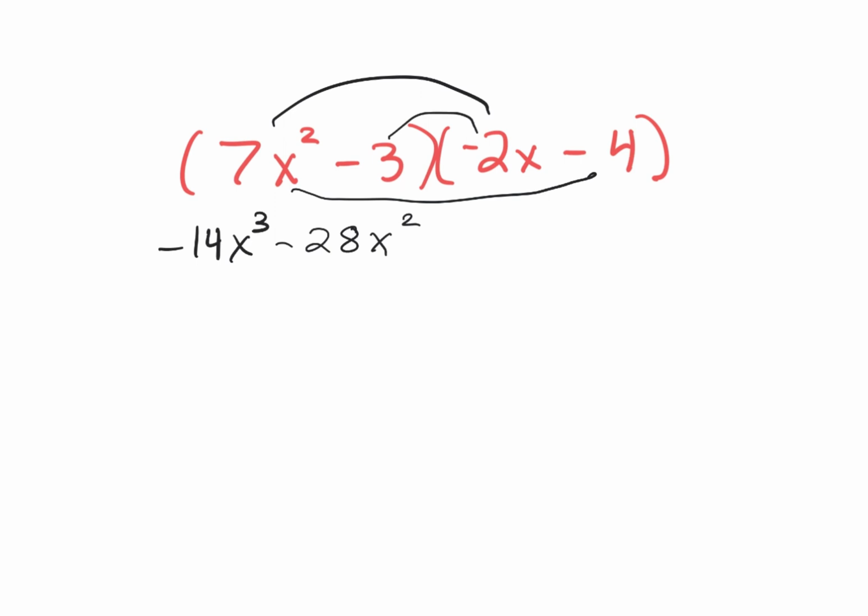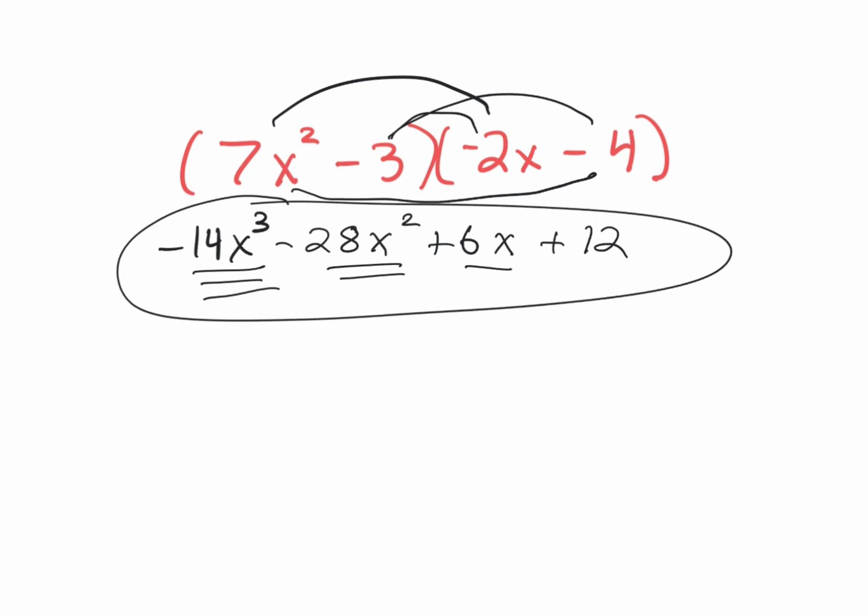Inside, negative 3 times negative 2 is 6. Just bring the x along. And last, negative 3 times negative 4 is positive 12. We've got 3, 2, 1, and none. Nothing you can do with it. Circle it and move on.